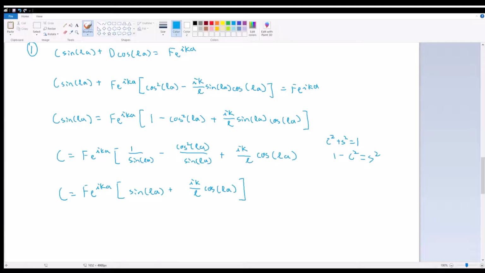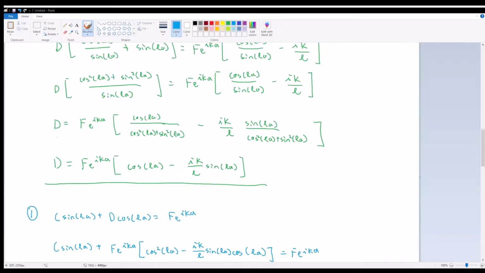And let me just double check that this is correct. Sine LA plus IK over L cosine LA, e to the IKA times F. Okay, yeah, this is correct. So with that, we finish the first step. We have solved C and D in terms of F. Now let's move on to the next one.